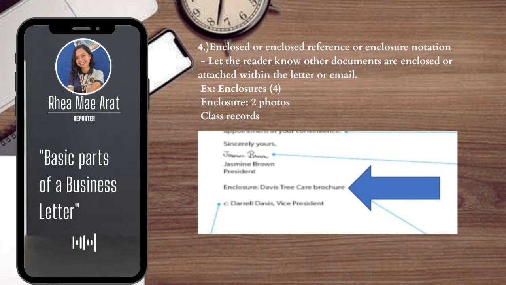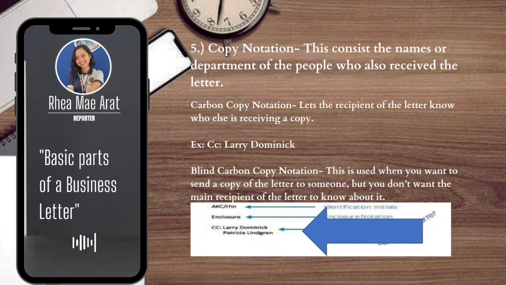So the next one, we have the copy notation. This consists of the names or departments of the people who also received the letter. So in the copy notation, we have carbon copy notation. All you need to write is CC followed by the names of the person or persons to whom you have sent a copy of the letter. So for example, if you're writing a letter to your boss and you've sent a copy to your colleague, Larry Dominic, your copy notation would look like this. Here in the photo I provided.